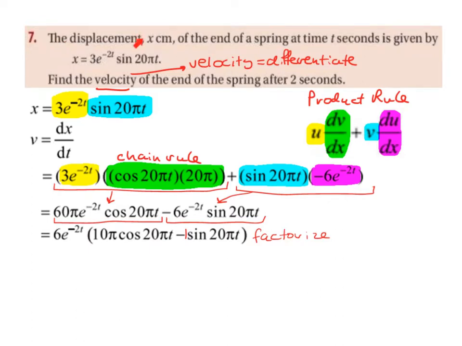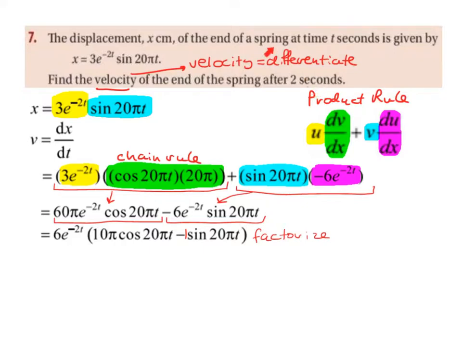The displacement x centimeters of the end of a spring at time t seconds is given by x equals 3e to the power of minus 2t sine 20 pi t. Find the velocity of the end of the spring after 2 seconds.